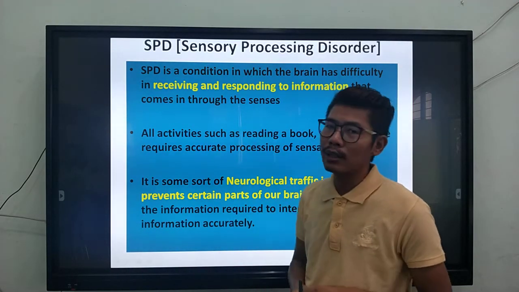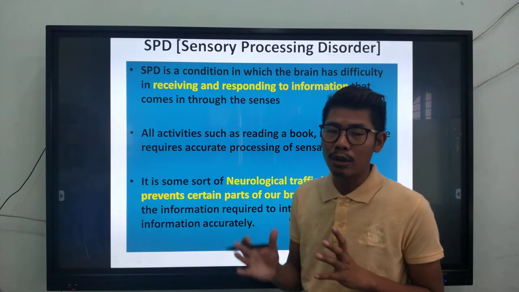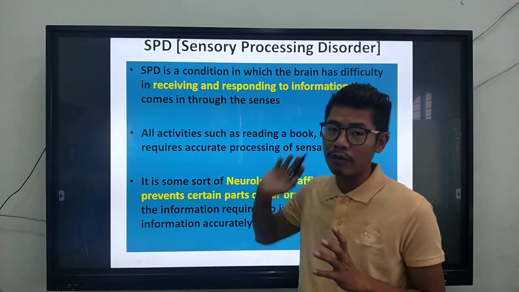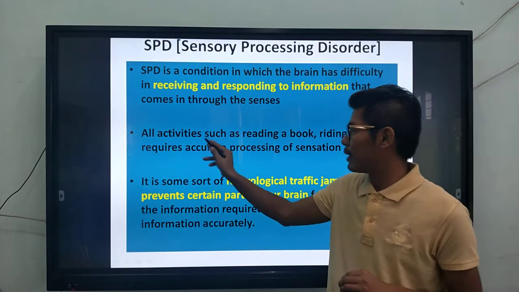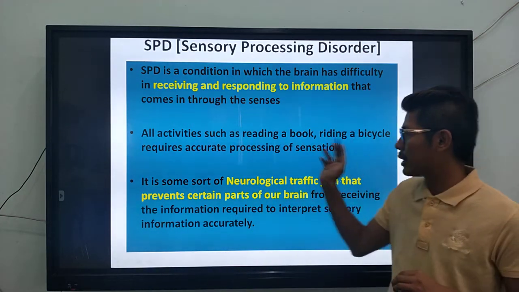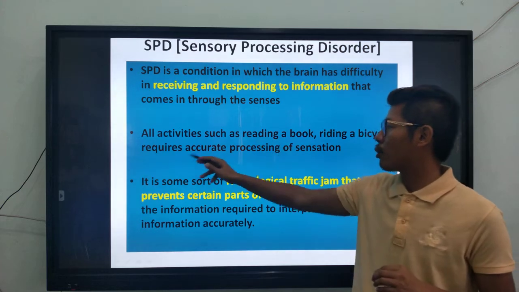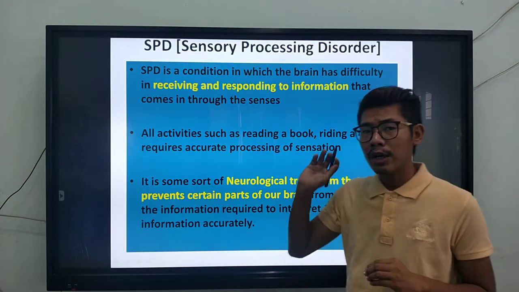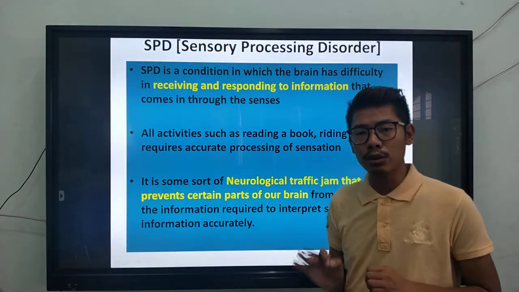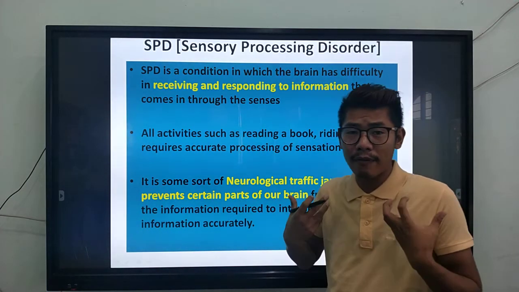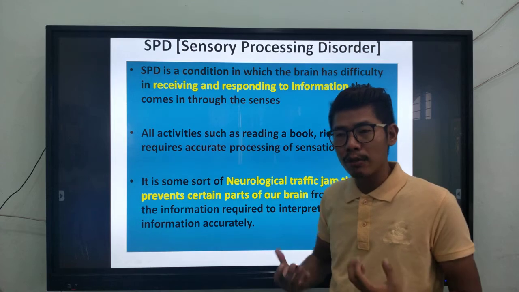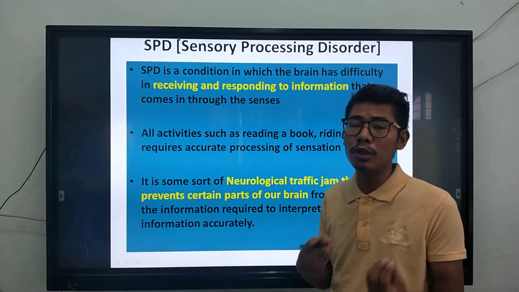But in this case, what happens? Since there's a problem in the sensory organs, receiving and responding to information has a problem in SPD. All activities such as reading books and riding bicycles require accurate processing of sensations. Remember one thing, any activity always requires accurate processing of sensation. Your senses must work properly to respond to anything.